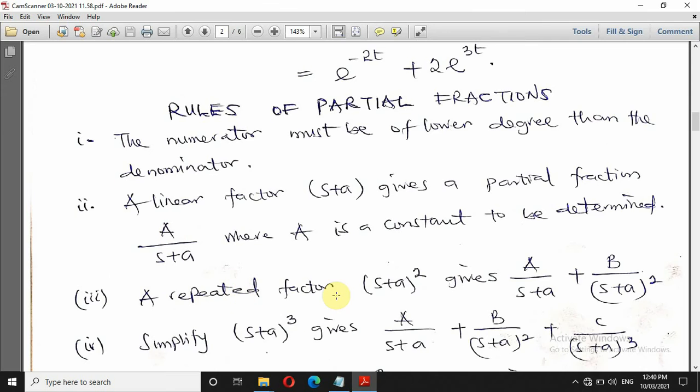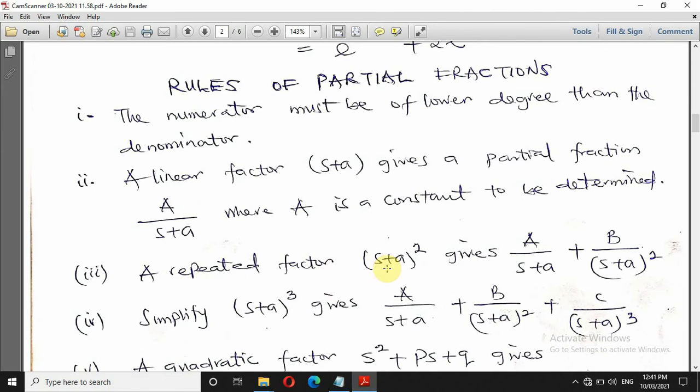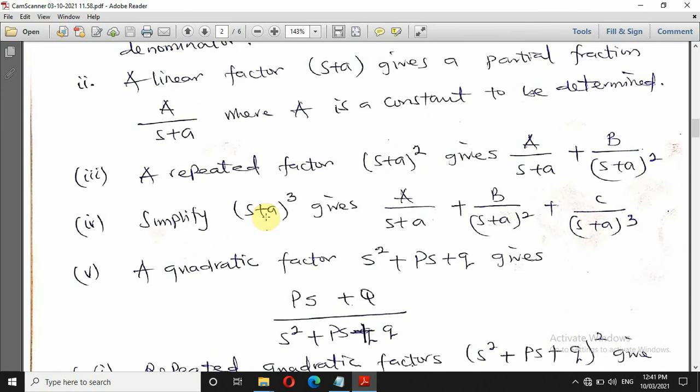Rule number 3 says that if the denominator is a repeated factor like (x + a)², then what you are going to have is A over (x + a) plus B over (x + a)². It's very simple. Look at me: (x + a) raised to power 1, (x + a) raised to power 2. That's all. Now, what if you have (x + a) raised to power 3? This is also a repeated root.